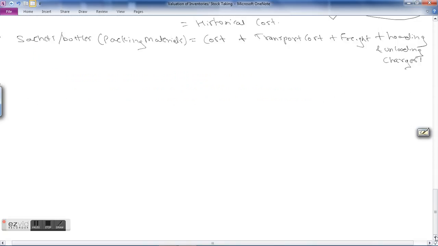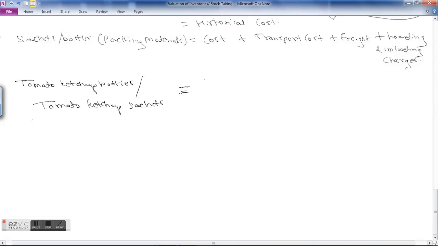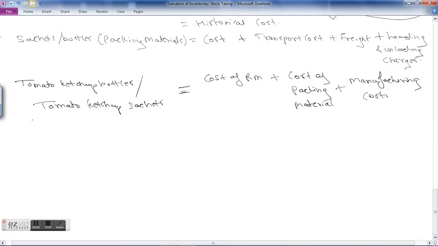Now let's see finished goods. Next is finished goods, that is stock of tomato ketchup bottles and tomato ketchup sachets. Now if we are taking the cost of this inventory, what will it include? It will include all the cost of raw material plus cost of packing material, correct? Plus manufacturing cost. Now manufacturing cost is the cost of conversion, that is the cost which has been required to convert the tomatoes into tomato ketchup bottles or tomato ketchup sachets. So it will include all manufacturing costs also.